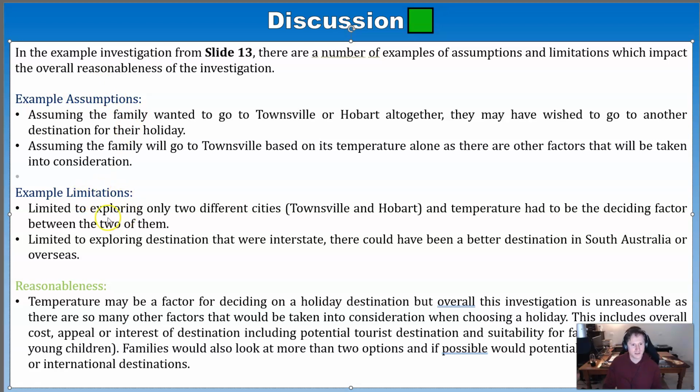Example limitations. Now, if the investigation involves comparing 2 cities and their daily average temperature, you're limited to exploring only 2 cities, and the temperature had to be the deciding factor between them. There are obviously many other cities that could be investigated, and there are many other aspects of those cities that could be investigated. But we're limited because we only have a few weeks to do these investigations as a high school student, so we have to make limitations there.